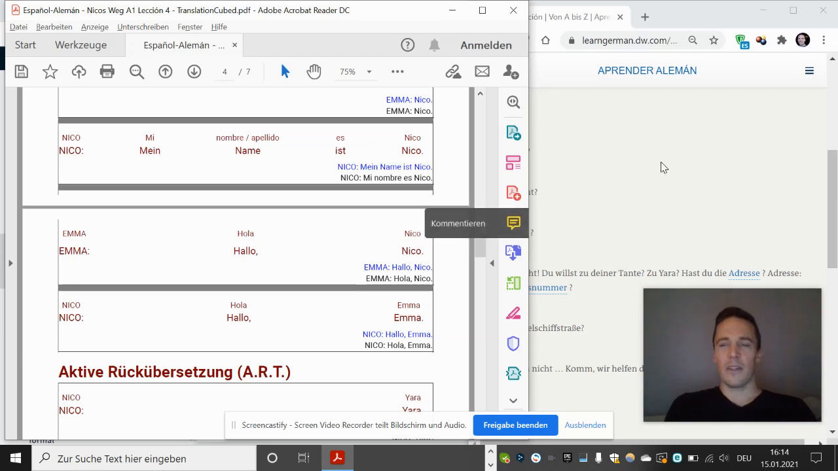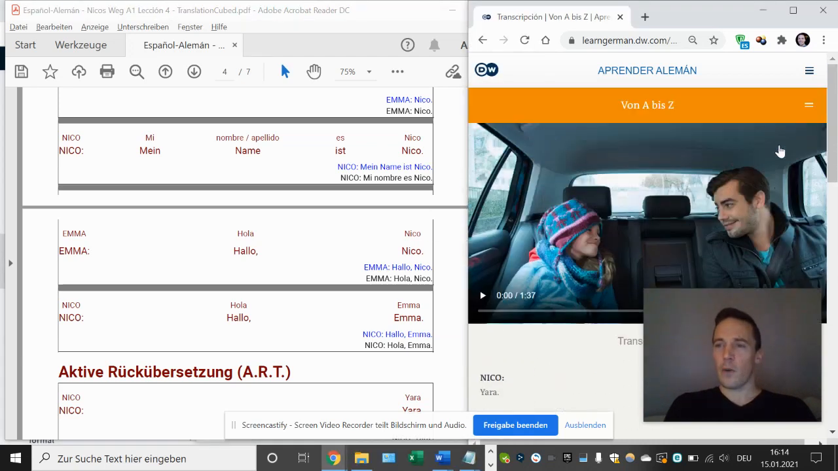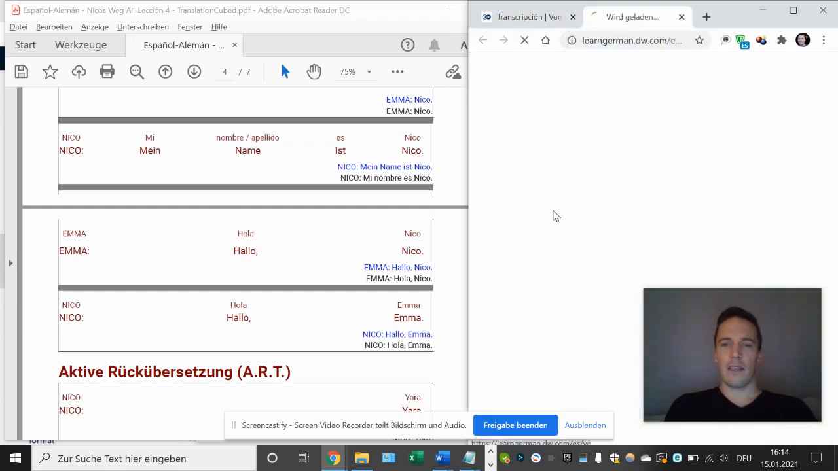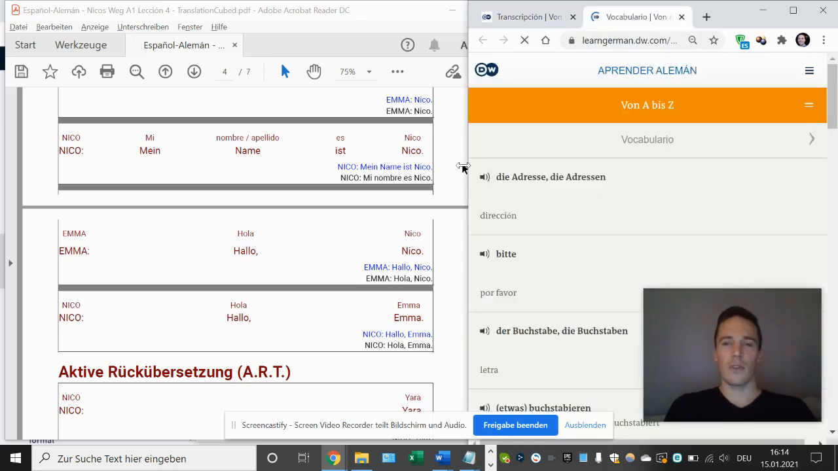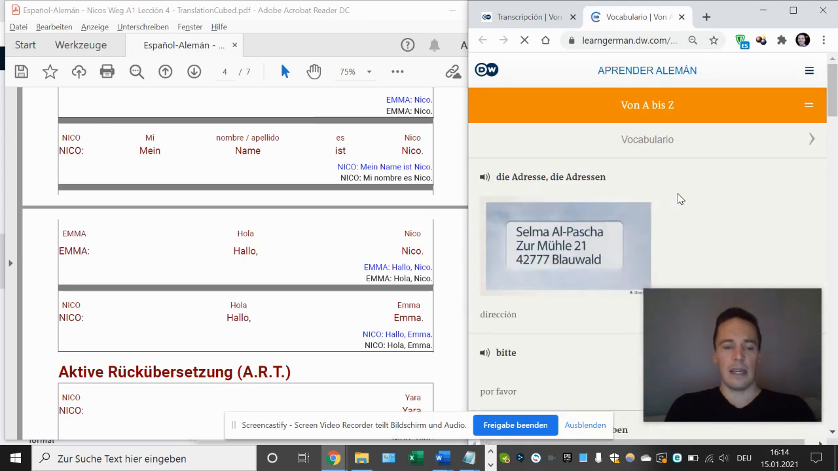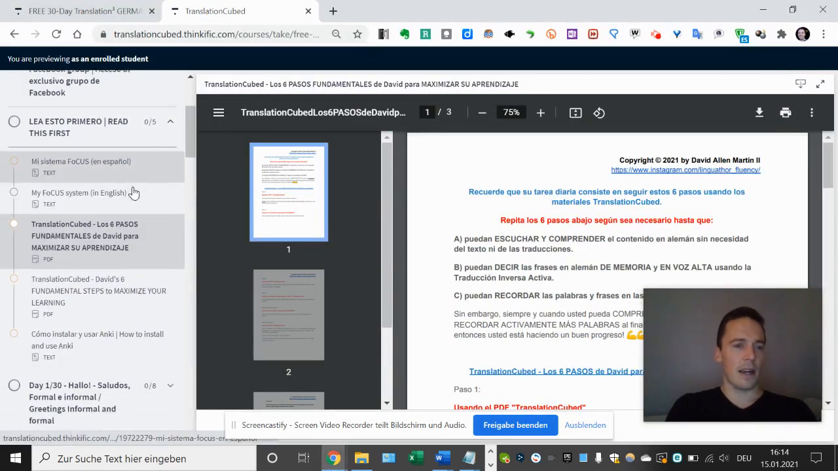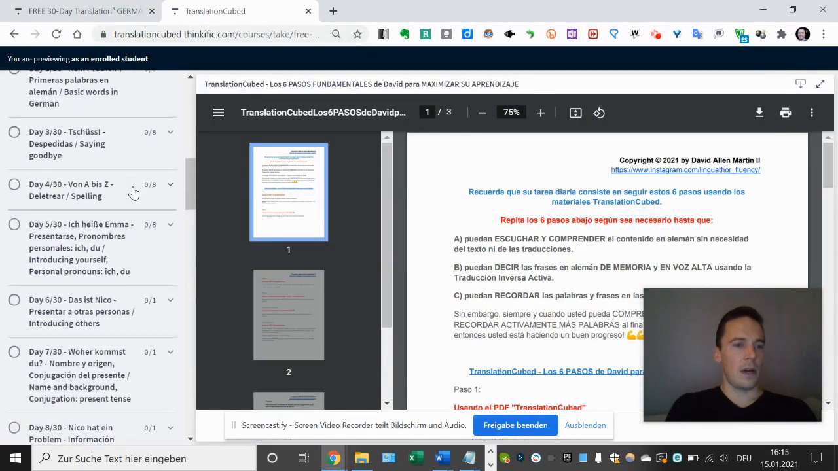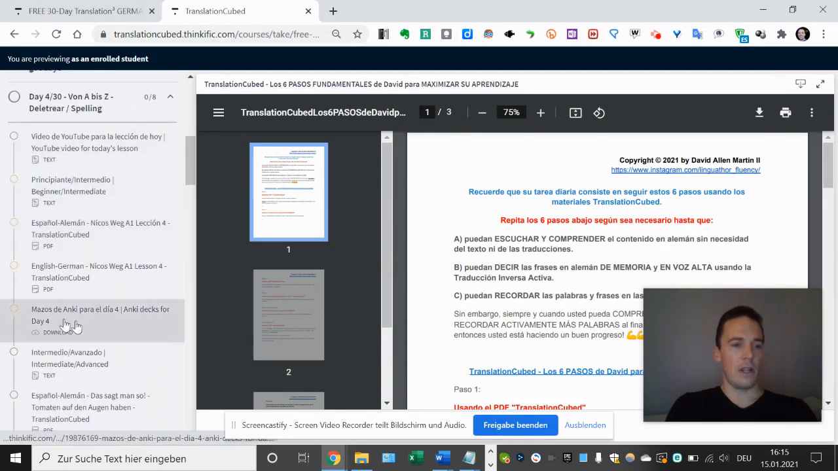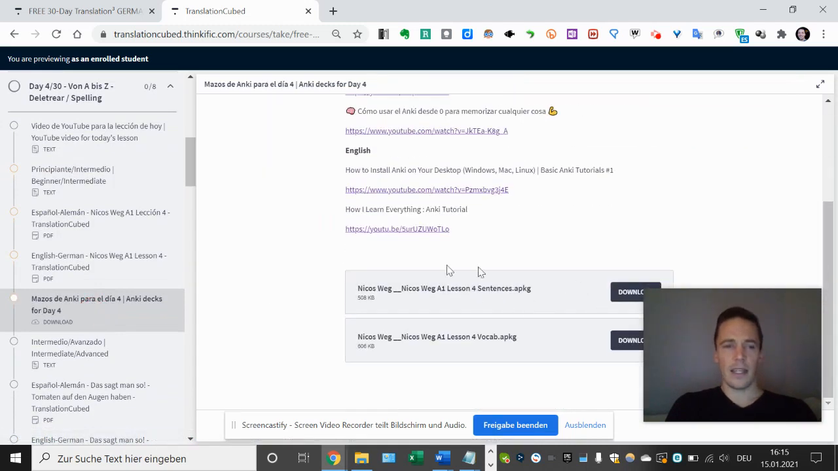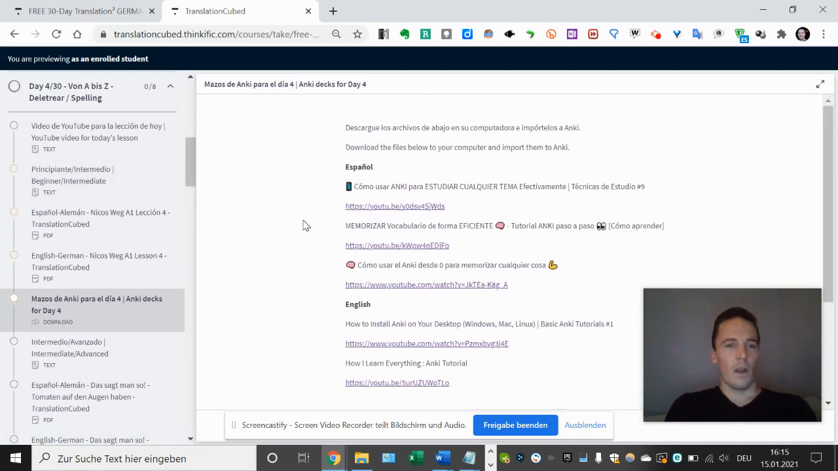Ok, muy bien. Entonces, como siempre, recomiendo que hagan los ejercicios. También, como siempre, pueden entrar aquí en la sección de vocabulario para escuchar a los nativos diciendo estas palabras y frases sueltas, pero la mejor forma de practicar es yendo a la lección, bajando los mazos de Anki para el día de hoy que están aquí y practicando con las tarjetas Anki, ¿vale?